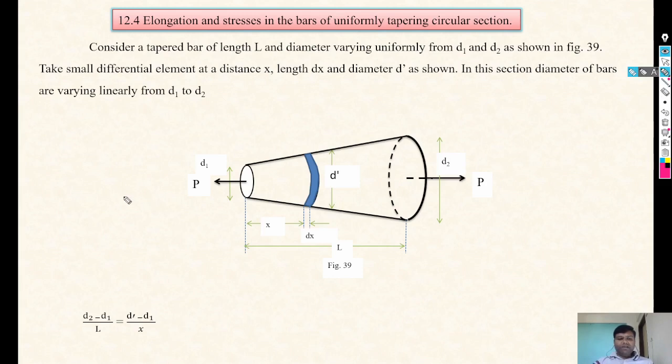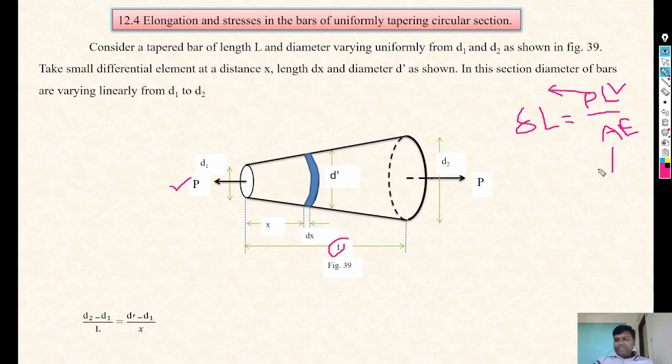As usual, we are considering a tensile force P on the section. The main thing we have to calculate is the change in length, and the general formula for the change in length is PL by AE. P is the axial force acting on the section, L is the total length of the bar, and A is the area of the section.